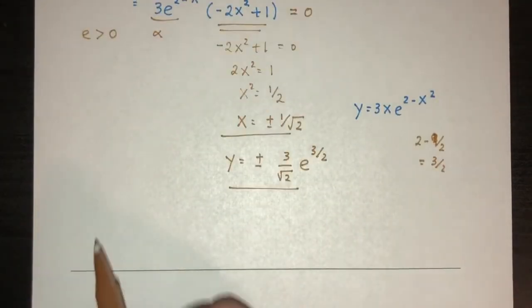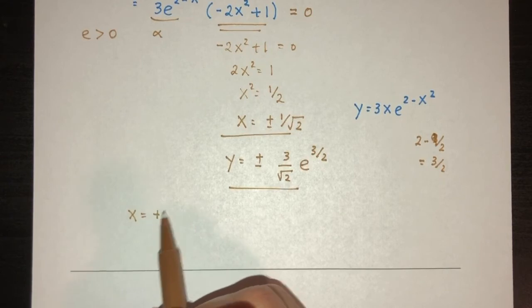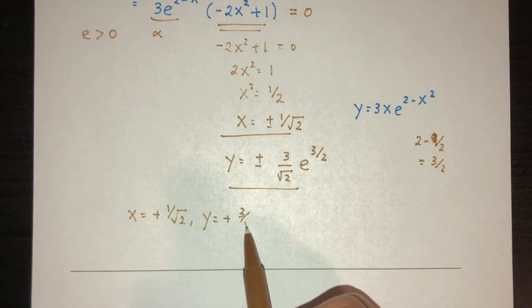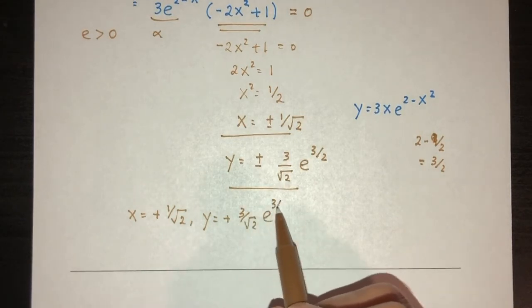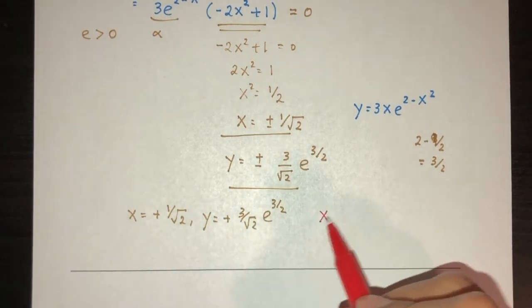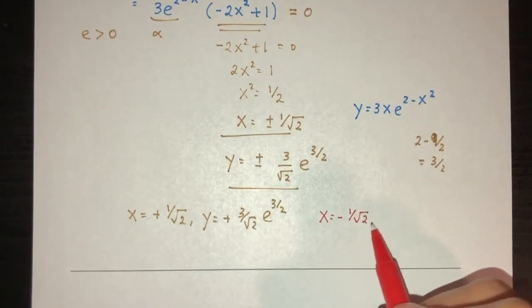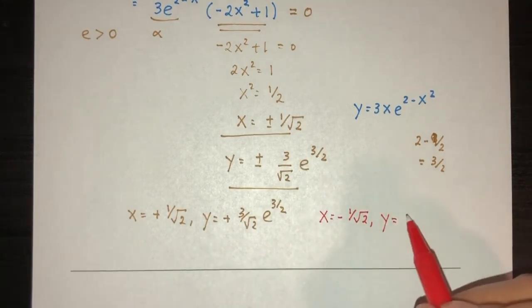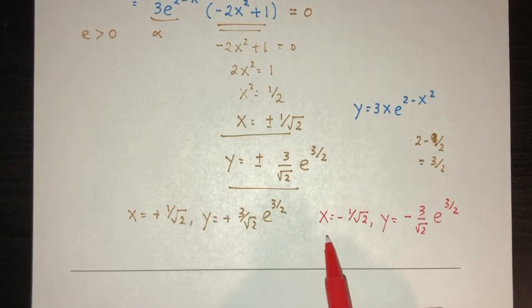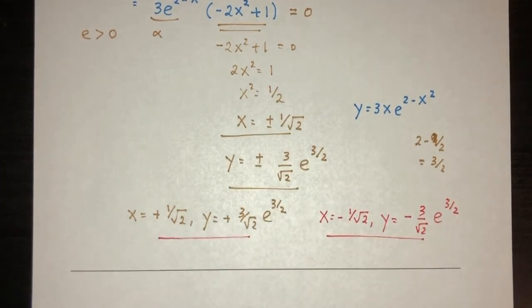So let's write this down correctly. When x is equal to plus 1 over root 2, y will be equal to plus 3 over root 2 exponential 3 over 2. That is the first point. And then the other point will be when x is equal to minus 1 over root 2, y will also be equal to minus 3 over root 2 exponential 3 over 2. So these will be the 2 points that we have for our stationary point. And that will be everything. This is the question number 10.